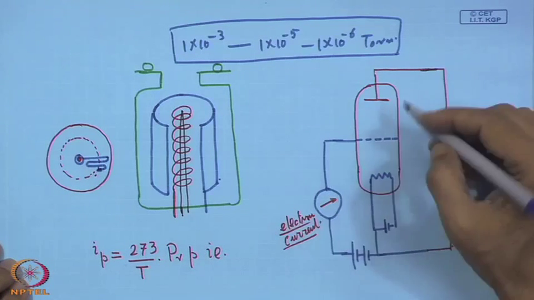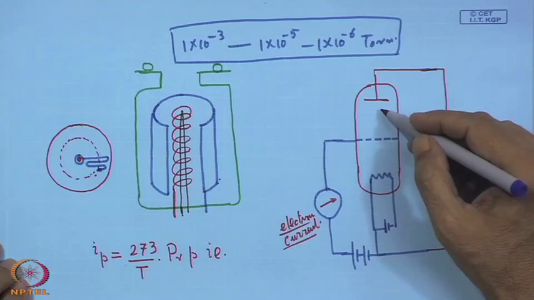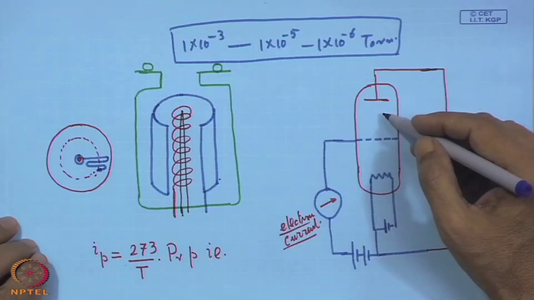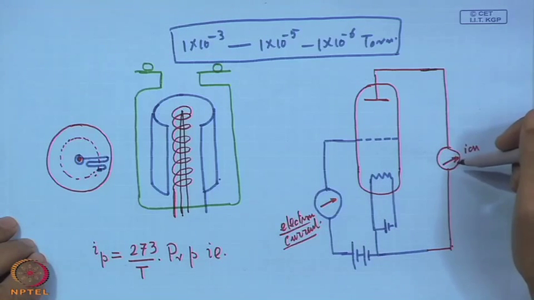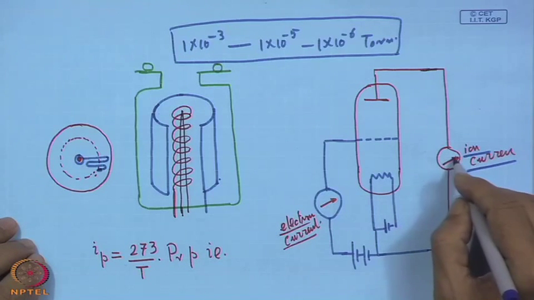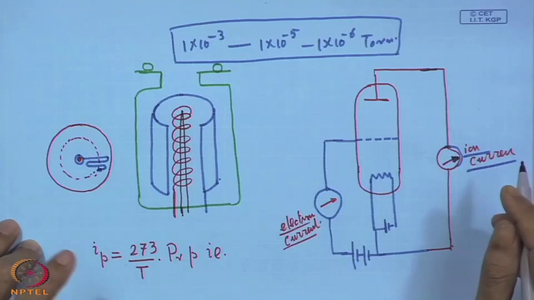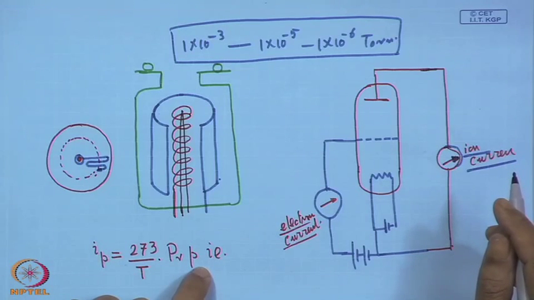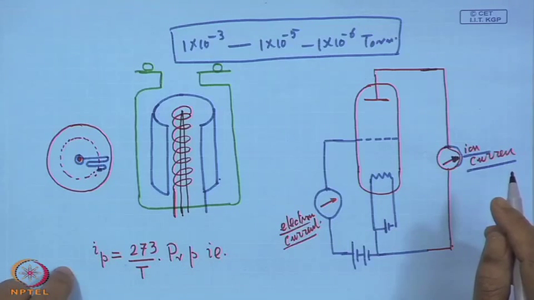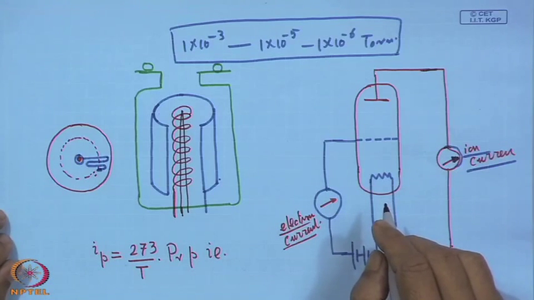The advantage here is that this oscillation will actually facilitate more collision with the neutrals and breaking up one positively charged ion. The release of this ion and collection of this ion will be indicated by this meter, and that is actually the measure of this ion current, and this is connected with the pressure. As a result of this we can see that this pressure and this ion current are correlated. However, this is the hot cathode ionization gauge.